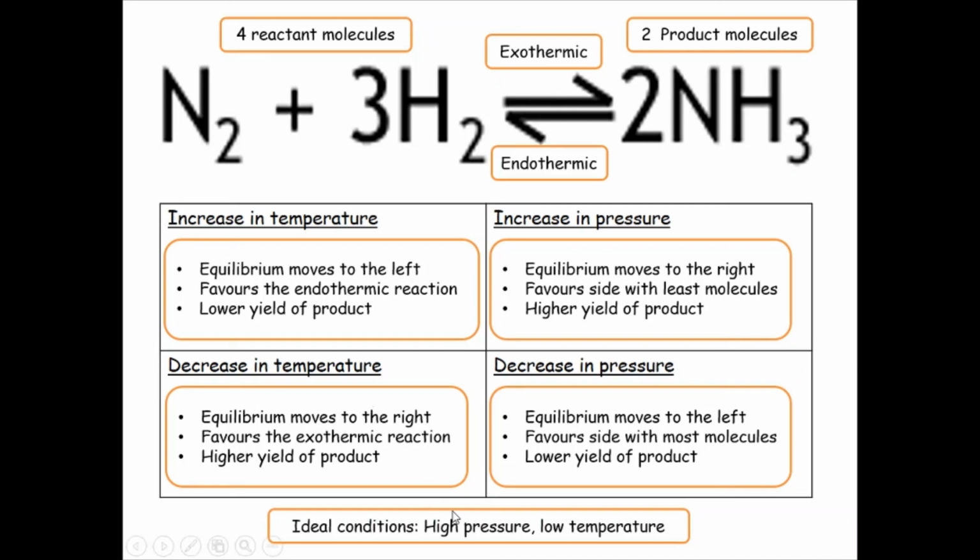Therefore, the ideal conditions for the Haber process are high pressure and low temperature. These do have their problems, and we'll go into that in the video on the Haber process.